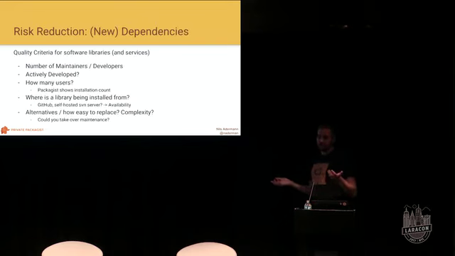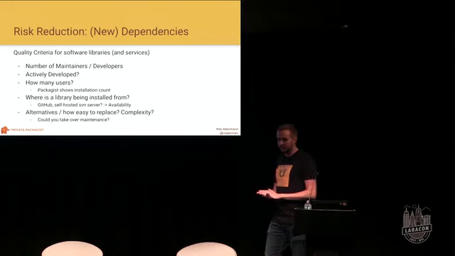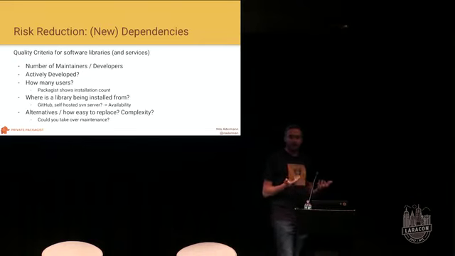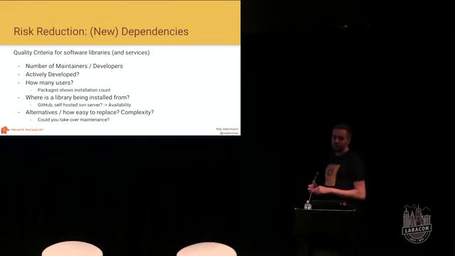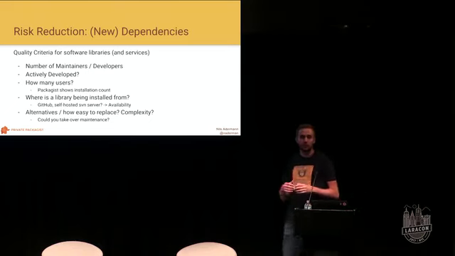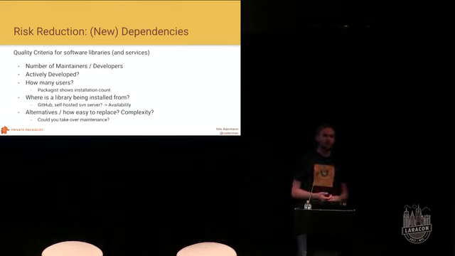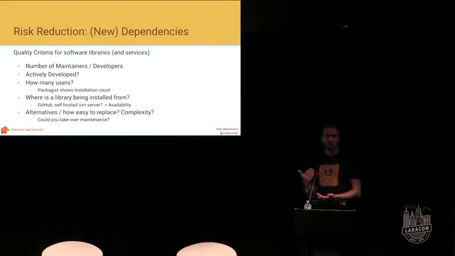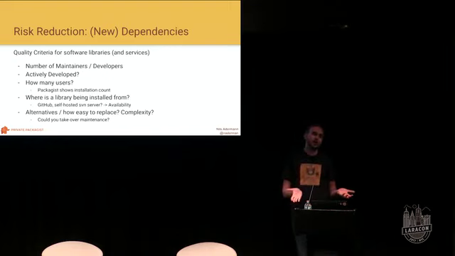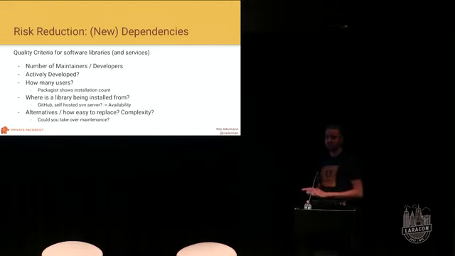Things you can do about this. Let's start with new dependencies. If you're adding a new dependency, there's some criteria you could go through and look at to decide which one you want to add, if you have a choice between different ones, or even just whether you want to build something yourself or add a new one. So things that I like to look at are, what is the number of maintainers of the library? How many developers are there? Is it being actively developed, or haven't there been any commits in a long time?